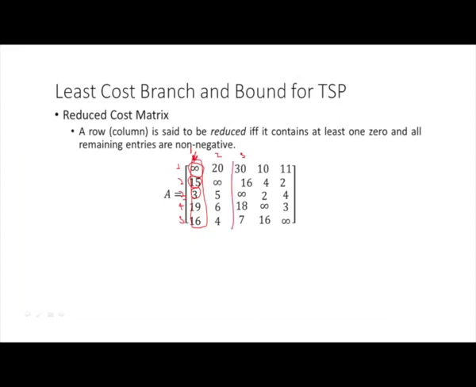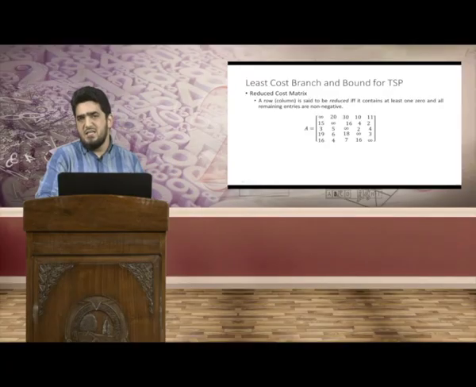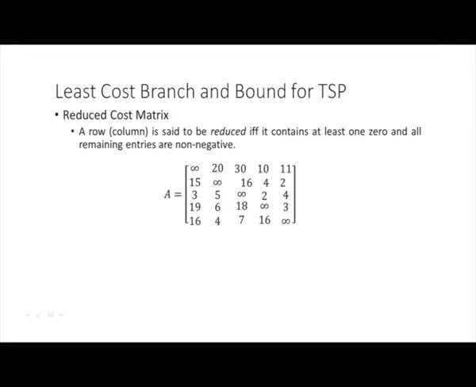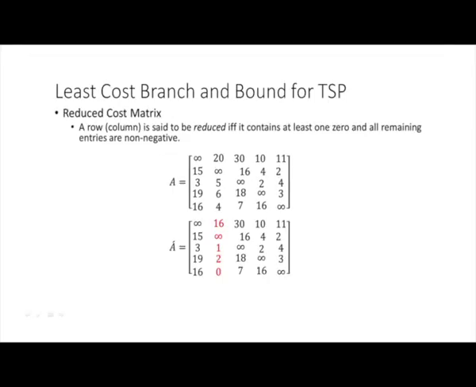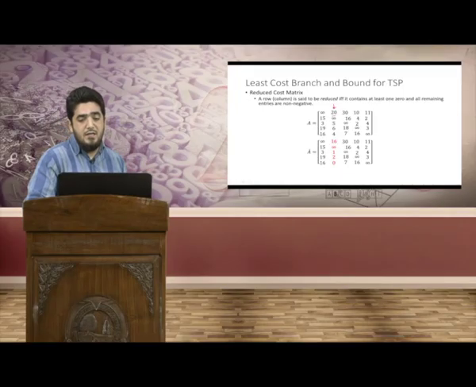Similarly, if we look at this particular column, it represents the costs for going to node number 3 from all other nodes. So as I said, a row or a column is reduced if it contains at least one zero and all other remaining values are positive or non-negative. So let's look at this column. Does it contain any zero? It does not contain any zero.